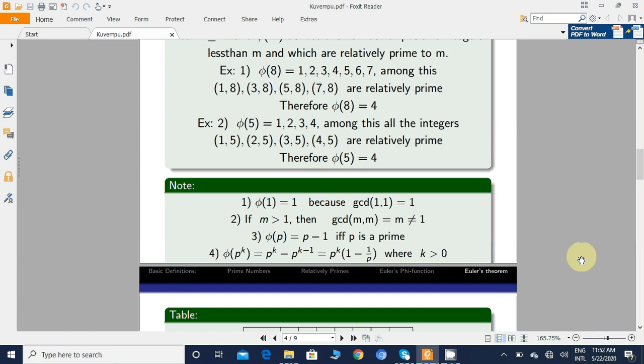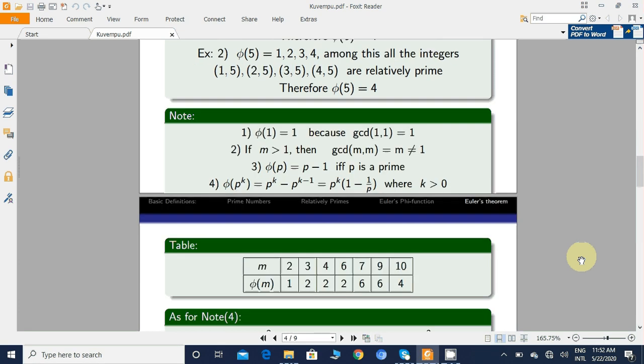and m is not equal to 1. Phi of p equals p minus 1 if and only if p is a prime integer. Phi of p power k equals p power k minus p power k minus 1, otherwise, p power k into 1 minus 1 over p, where k is greater than 0.